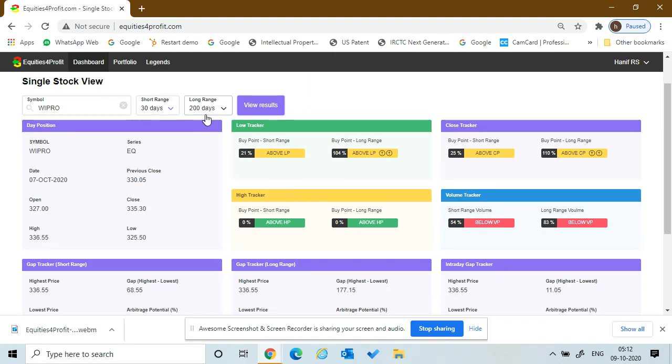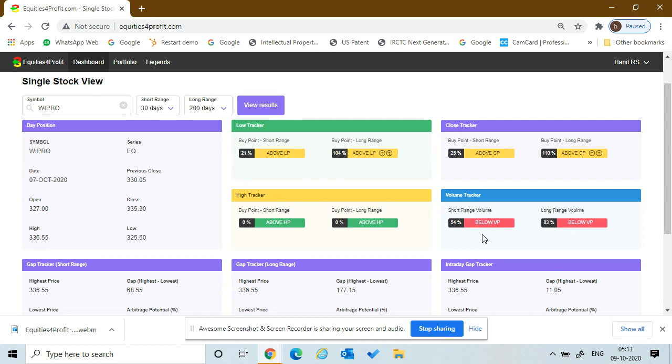Same way, you can have different ranges. You can select ranges right up to 12 years. Likewise, we also have a high tracker, which says that today's high, which is 336.55, is almost the same as the highest point of the last 30 days, and also the same as the highest point of the last 200 days. So if you want to sell it, this is a good time to sell unless you want to wait for a higher price. Likewise, you've got a volume tracker.